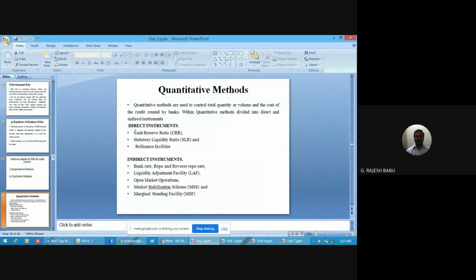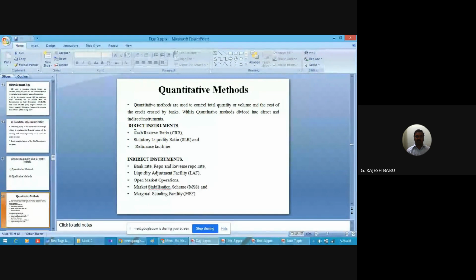First one, bank rate policy. According to the Reserve Bank of India Act 1934, the bank rate is the standard rate at which the Reserve Bank of India is prepared to buy or rediscount bills of exchange or other commercial papers eligible for purchase under this Act. The bank rate has been aligned to the marginal standing facility rate and changes automatically when it changes.